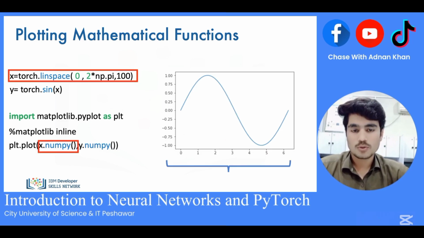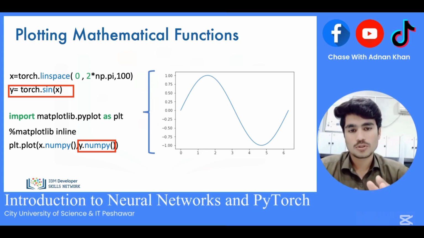The first input corresponds to the x value. We have to convert the tensor to a NumPy array using the method numpy. The second input corresponds to the values for the vertical or y-axis. Similarly, we have to convert it to a NumPy array using the method numpy.